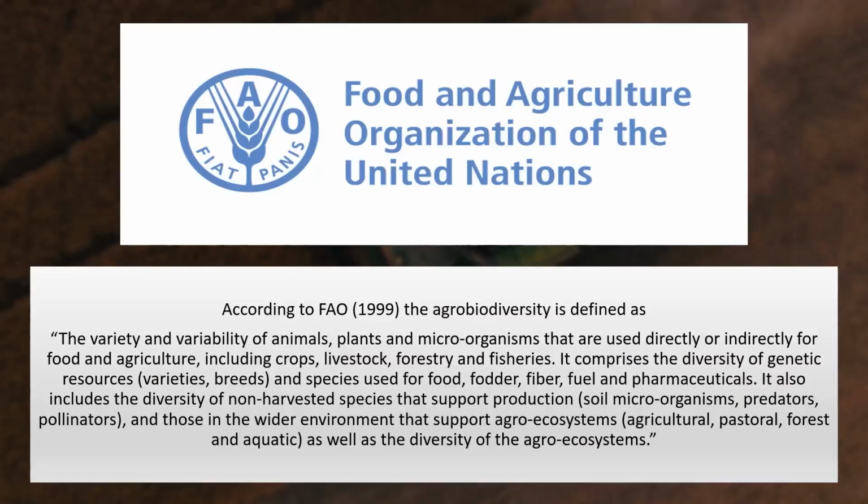Again, the definition given by the Food and Agriculture Organization in 1999 says agrobiodiversity is the variety and variability of animals, plants, and microorganisms that are used directly or indirectly. You should know this particular phrase, directly or indirectly, for food and agriculture, including crops, livestock, forestry, and fisheries. So it comprises the diversity of genetic resources, the varieties, breeds, and species used for food, fodder, fiber, oil, and pharmaceuticals. It also includes the diversity of non-harvested species that support production, including soil microorganisms, predators, pollinators, and those in the wider environment that support the agroecosystem, that is agricultural, pastoral, forest, and aquatic, as well as the diversity of the whole agroecosystem.